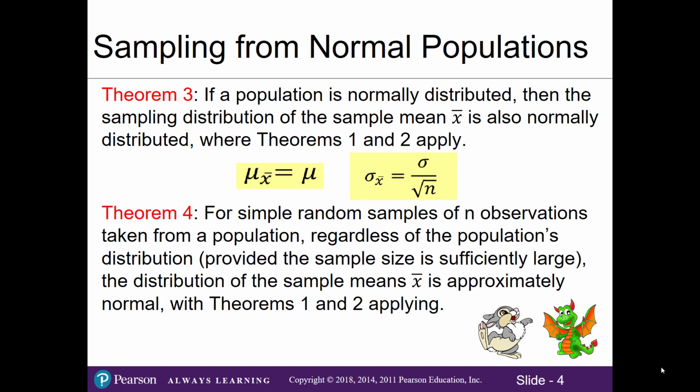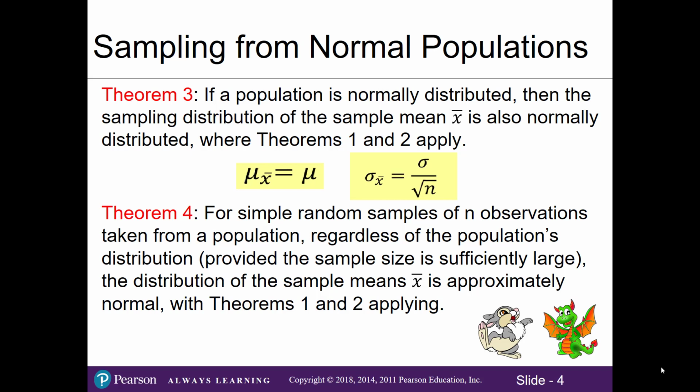Now in Theorem 4, which you watched a video on regarding bunnies and dragons, for simple random samples of n observations taken from a population, regardless of the population's distribution, so regardless of whether it's normally distributed or skewed or bimodal, as long as the sample size is sufficiently large, then the distribution of our sample means is approximately normal, again allowing for Theorems 1 and 2 to apply.